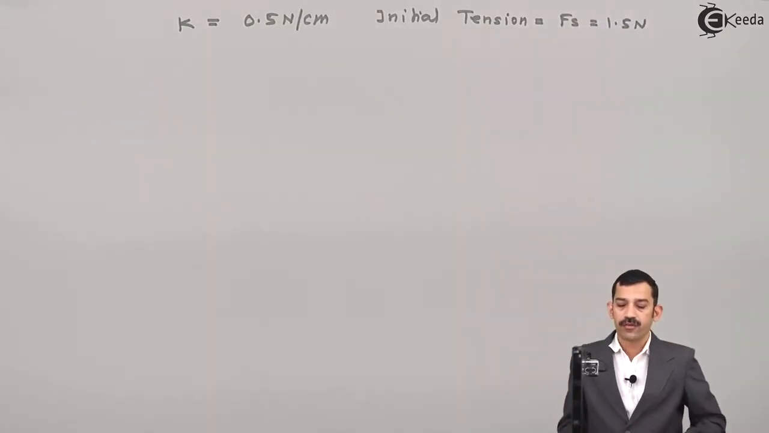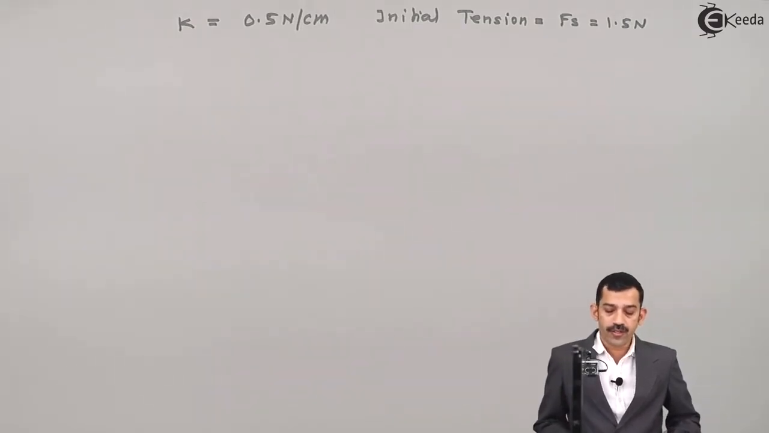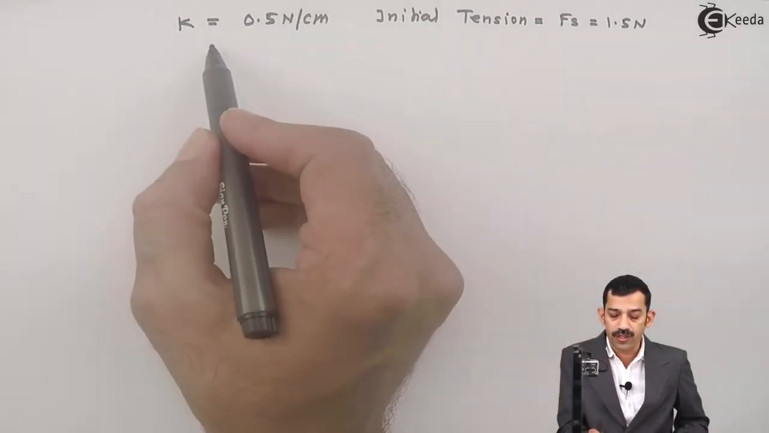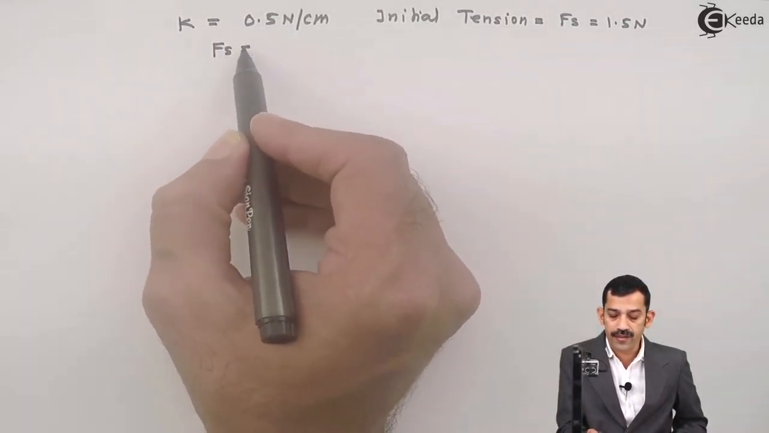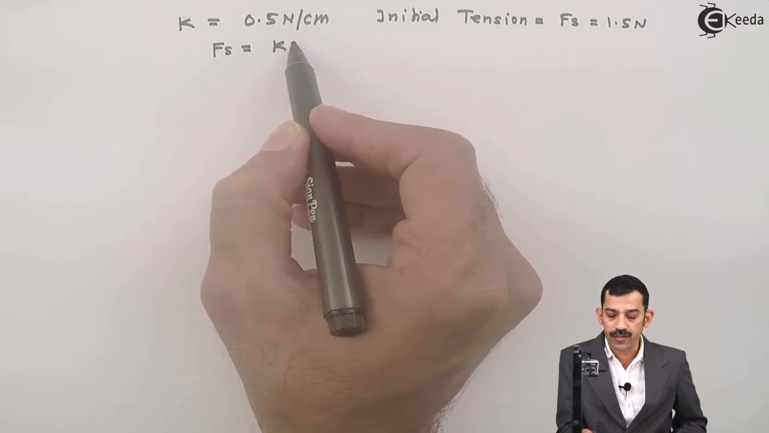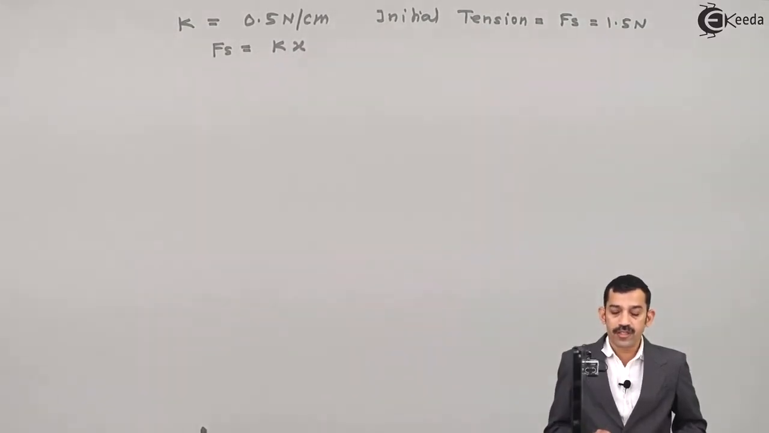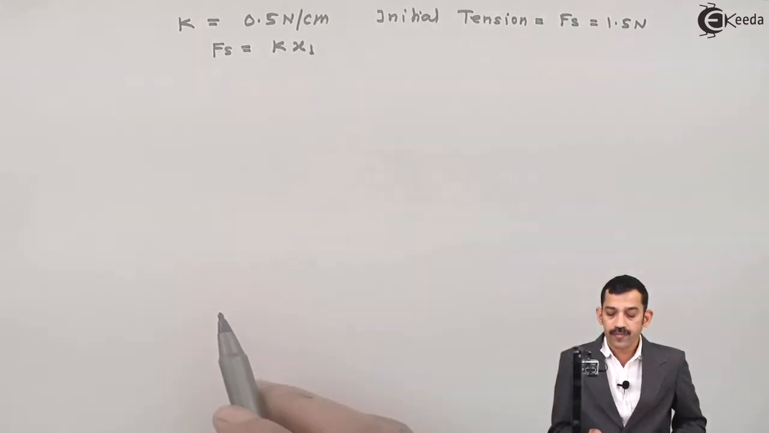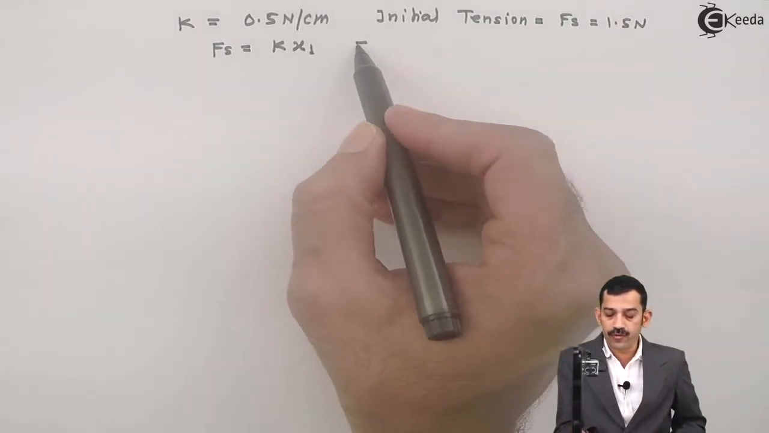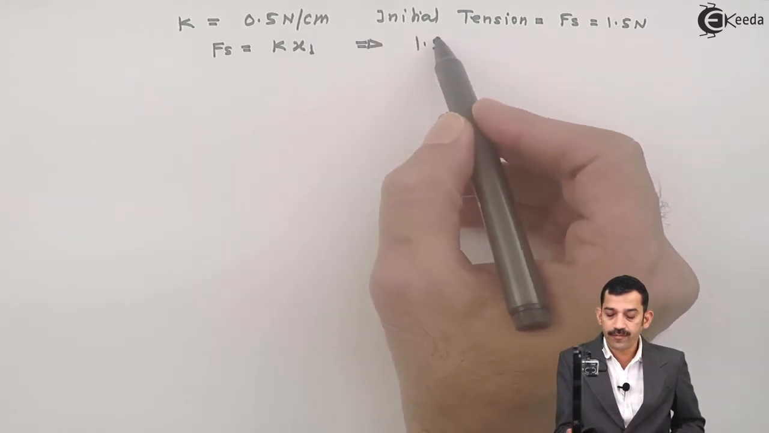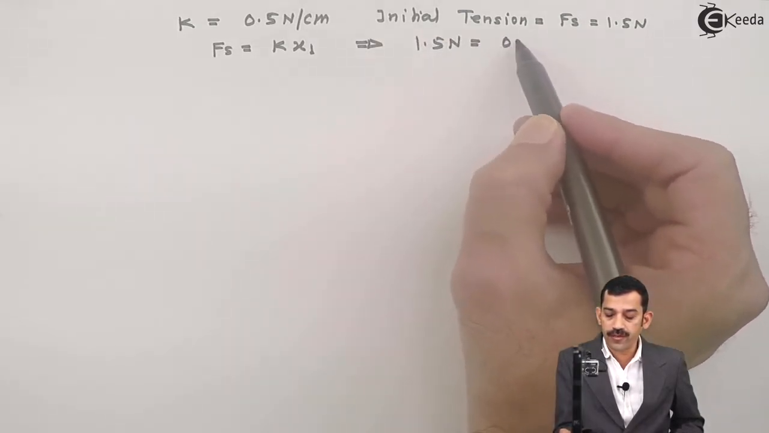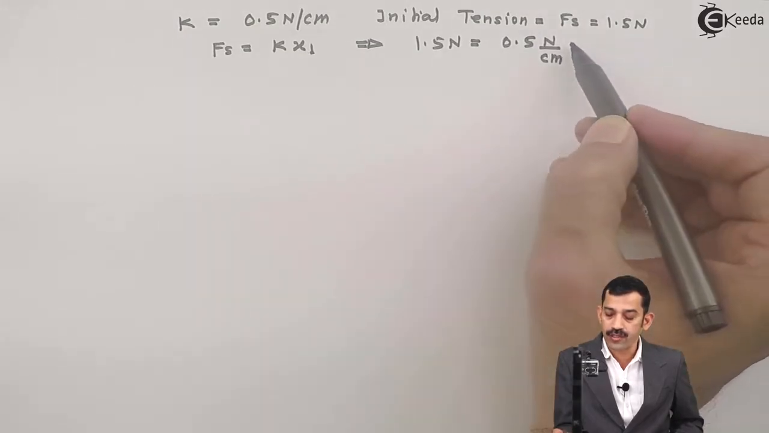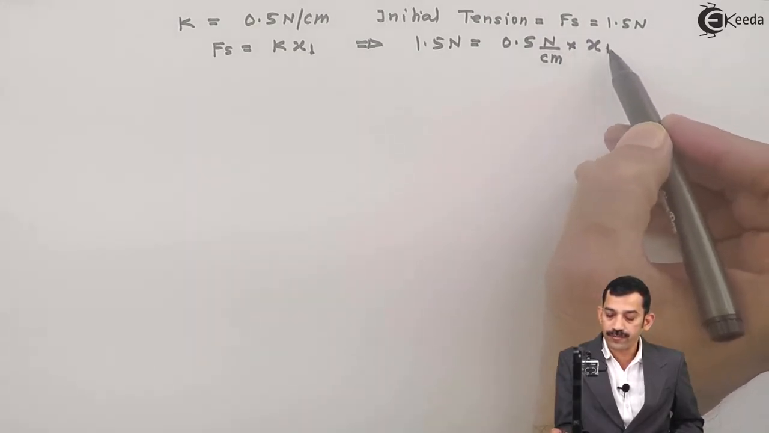As initial tension is given, and spring constant is given as 0.5 Newton per centimeter, you know the relation between the spring force and K: Fs equals K into X. But now this is the initial position, therefore the X you get here may be written as X1. Spring force is equal to 1.5 Newton. K is 0.5 Newton per centimeter. I am writing the units also so that it is easy to understand.